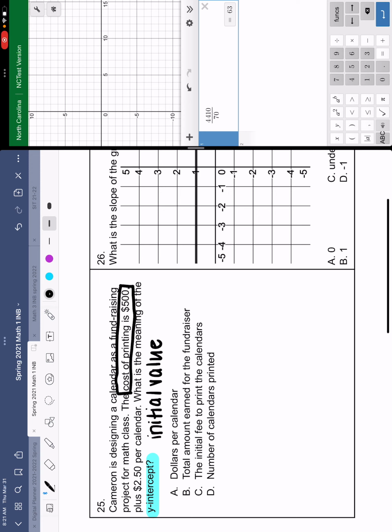So A says dollars per calendar. That's the slope. We don't want the slope. We want the Y-intercept, so that's gone. The total amount earned for the fundraiser, that's not the initial value because that's how much you're going to earn in the end. The initial fee to print, so the initial fee is that initial value, which is C.